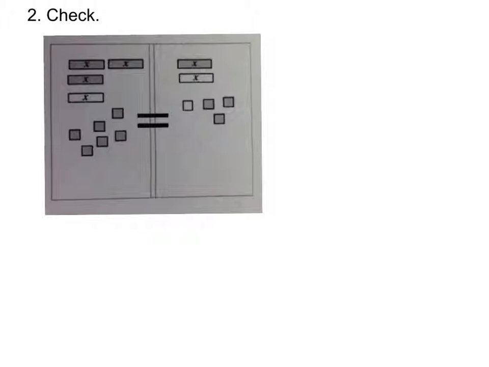Okay, now let's check our answer. We figured out on the last slide that x equals -2. So now we need to check it and see if we put -2 in for all of our x's, will it make the left side equal the right side? Here's how we'll do it with the tiles.